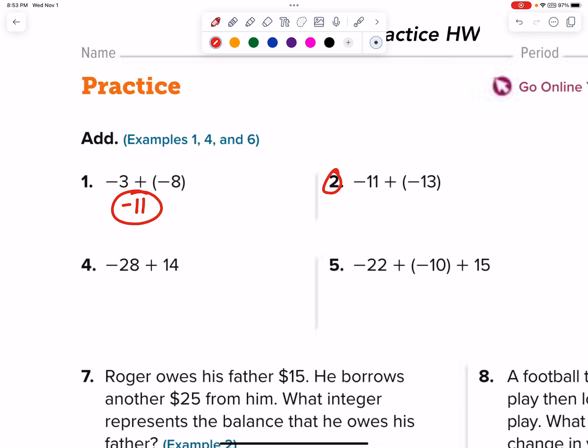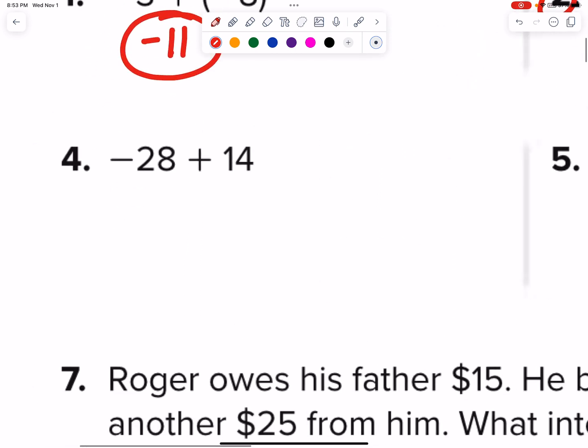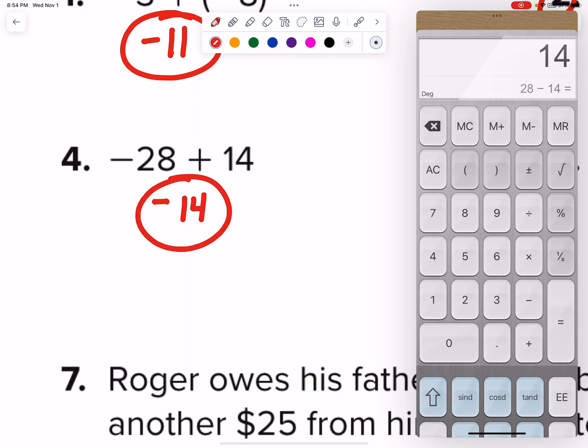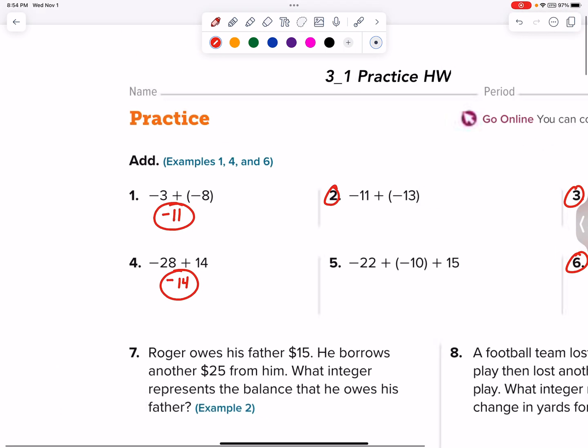All right, number 4. Okay, I don't see the same signs. I see a negative and a positive. So different signs, subtract. 28 minus 14 is 14. Different signs subtract, keep the sign of the bigger digit, then you'll be exact: negative 14. So obviously be careful, you don't want to forget your negatives.